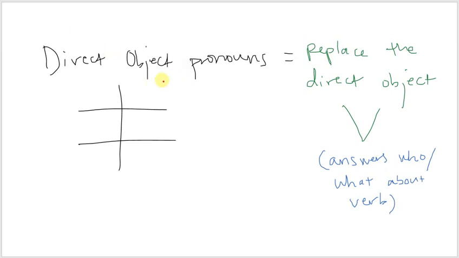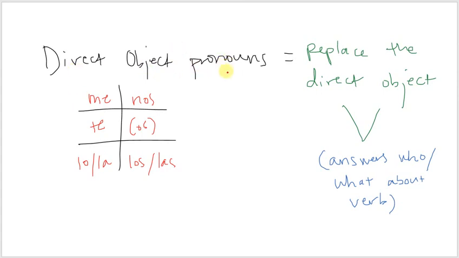Hopefully you kind of remember direct object pronouns from before. They are me, te, lo, la, nos, os, los, las. Me, te, lo, y la, nos, os, los, y las. Direct object pronouns. Hopefully you kind of remember that Lady Gaga song.